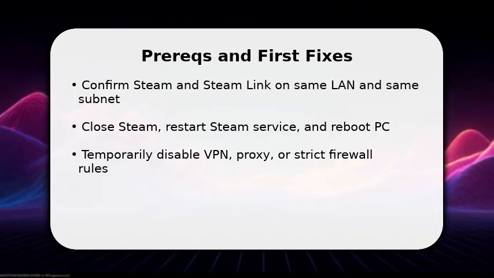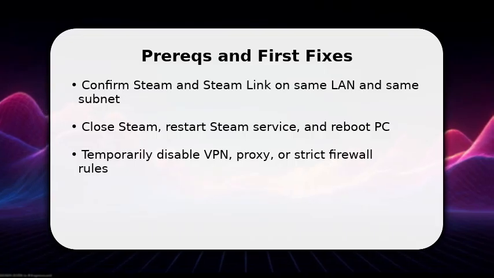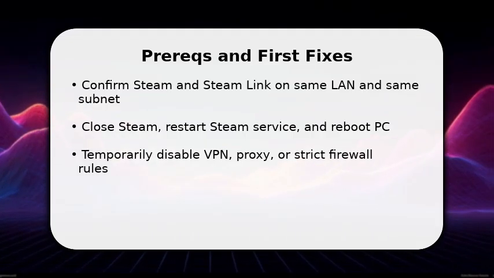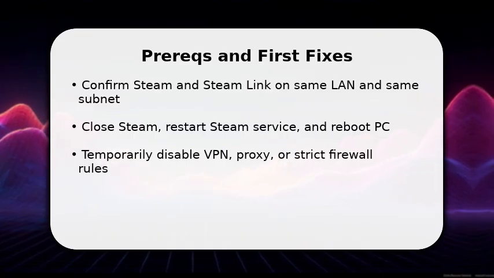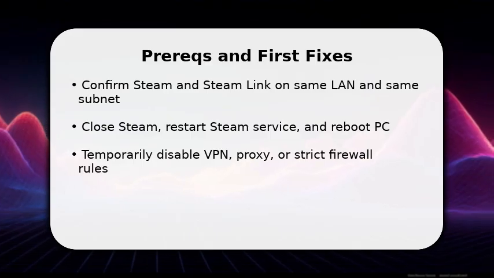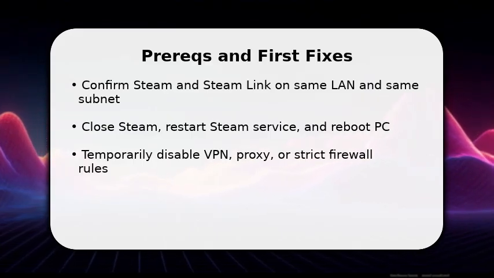You start by confirming prerequisites. Both Steam and Steam Link must be on the same local network and subnet. Once done, close Steam fully and restart the Steam service so cached connection tokens refresh. This often clears transient 451 issues.